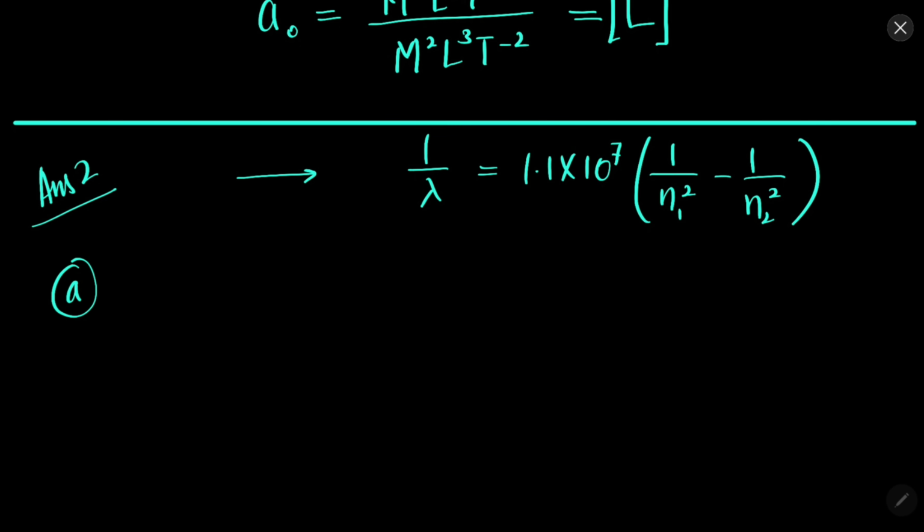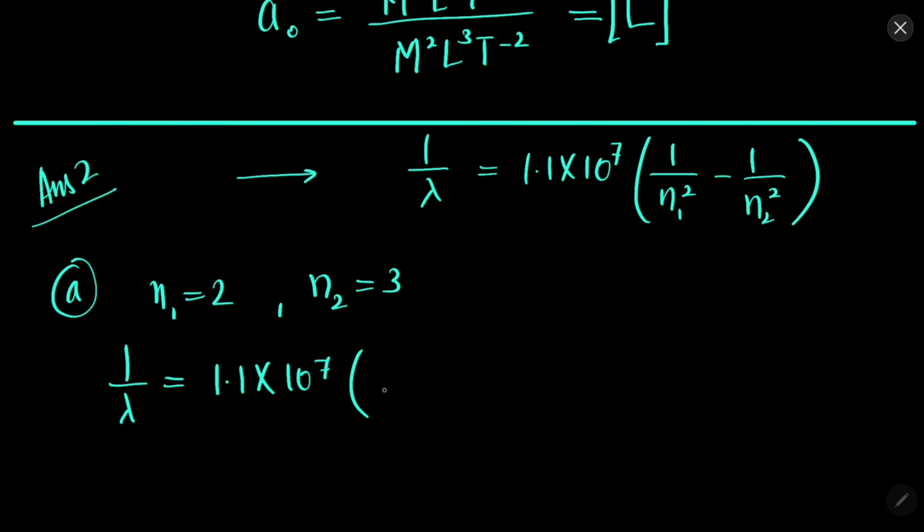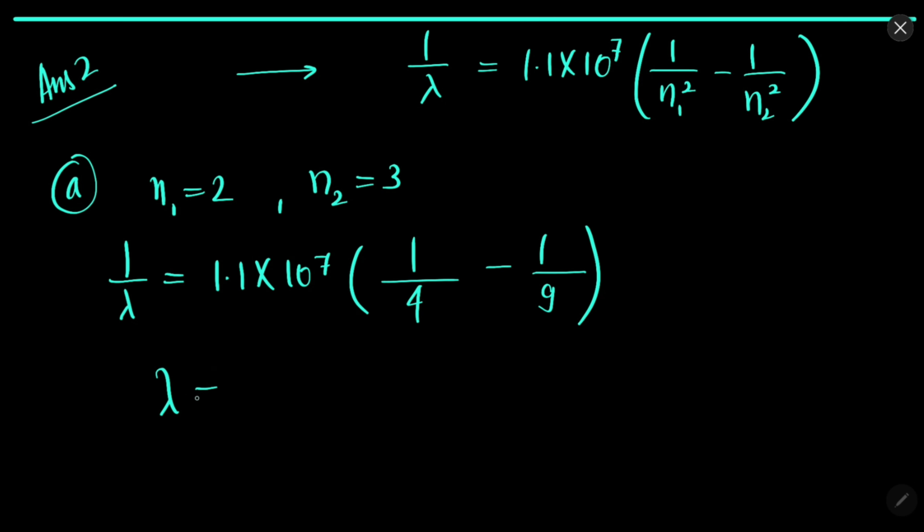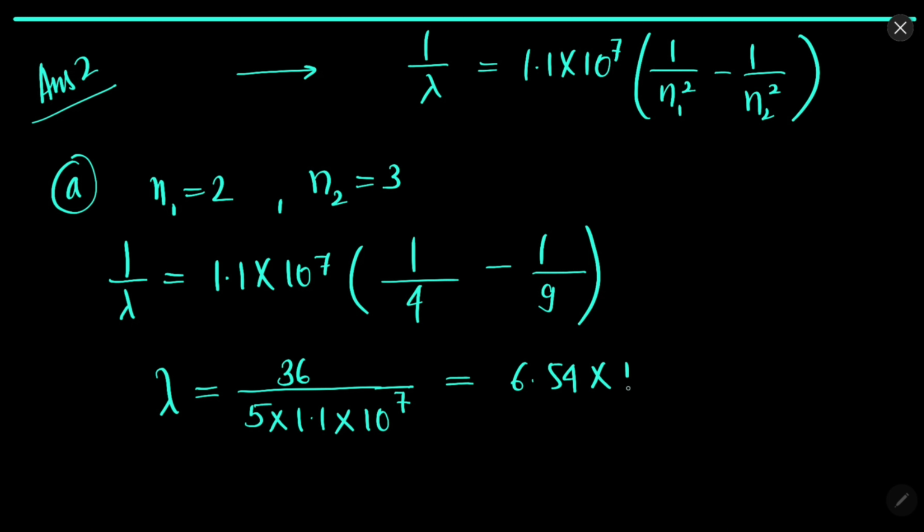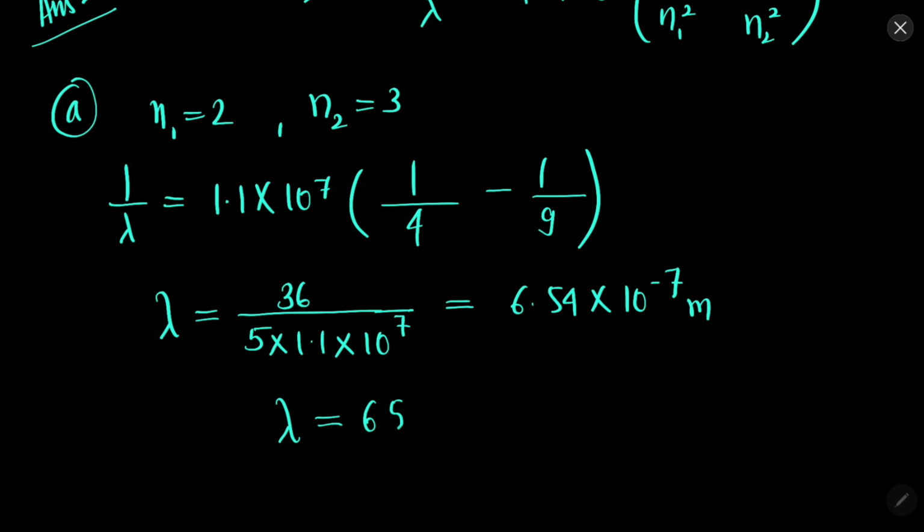First, part A: n1 is 2 and n2 is 3. So 1 over lambda equal to 1.1 into 10 to the power 7, then 1 over 2 square is 4 minus 3 square is 9. So lambda will be 36 over 5 into 10 to the power 7, which is 6.54 into 10 to the power minus 7 meters. So lambda is equal to 654 nanometers.